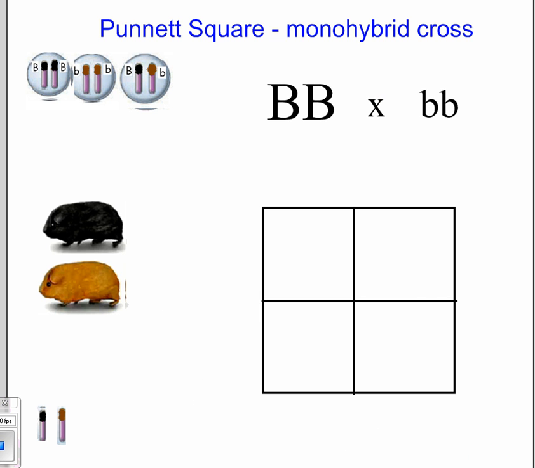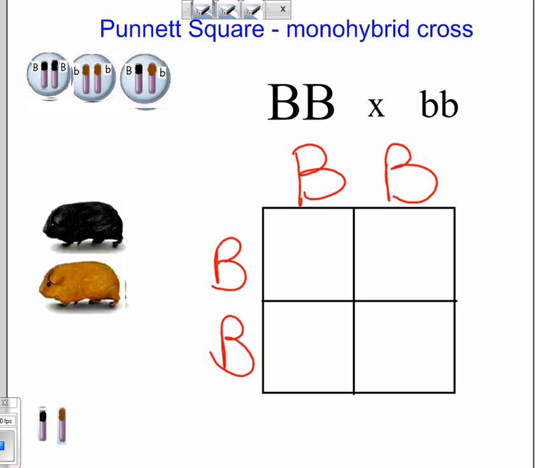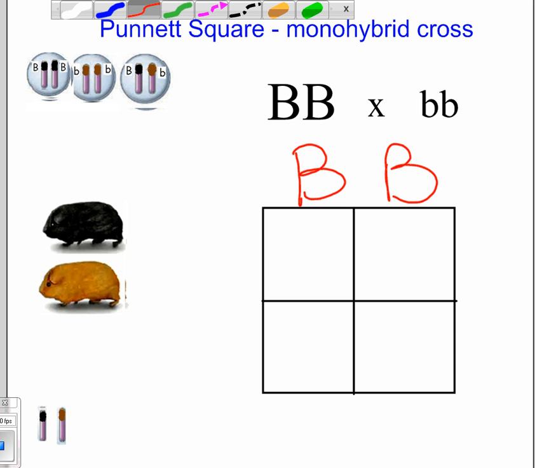So, let's make a Punnett square on your paper. You're going to draw a square. Thank you. Quite proud of that. Does it matter if our homozygous dominant's here or our homozygous dominant's here? No, does not matter at all. So we're just going to randomly choose.